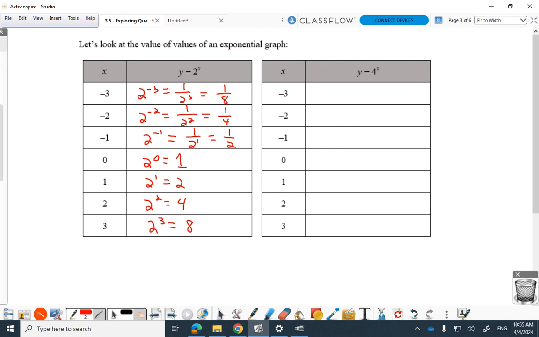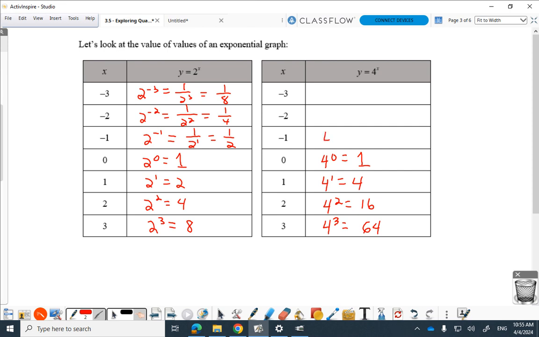Let's try this one then. Let's do it again. 4 to the power of 3. Ooh. Anyone do that in their head? 4 to the power of 3? 64. 4 times 4 times 4 is 64. 4 to the power of 2. 4 to the power of 1. Anything to the power of 1 just stays the same. 4 to the power of 0. 1, because we're just dividing by itself. That's what exponent 0 means. Divide something by itself.